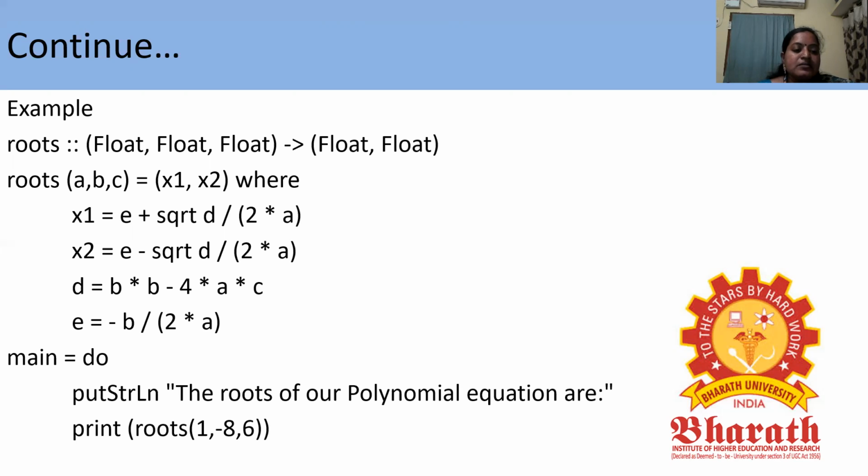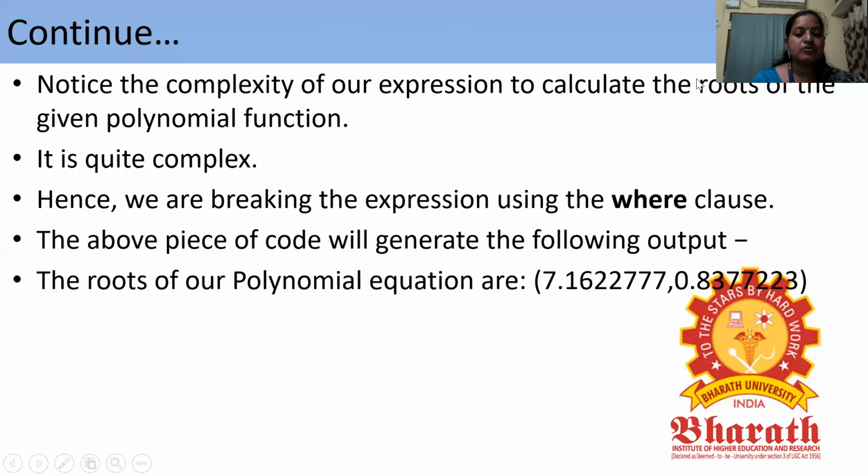And then main equal to do, putStrLn, the roots of our polynomial equation are, print. So function declaration over, function definition over. After that, we have to call the function. So in the print statement, roots of, within brackets, I am passing the values for a, b, c. So 1 comma minus 8 comma 6, I am passing the values. And then I am getting the output in this form.